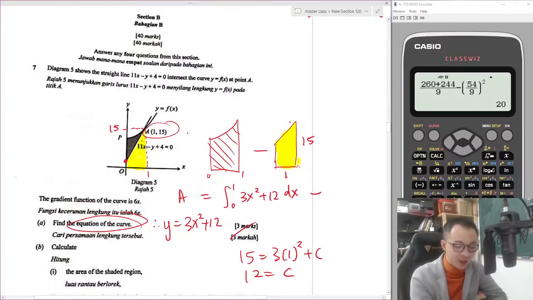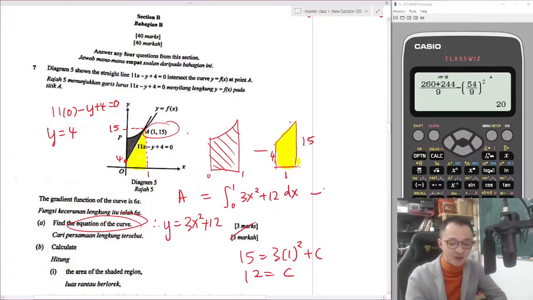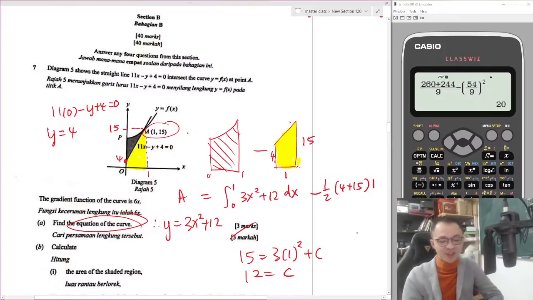So this one will be the y-intercept, right? Make x 0. So 11 times 0 minus y plus 4 equals 0, y equals 4. So this one is basically 4, and the height here will be 4. Alright, so the trapezium is half (a plus b) multiplied by height. Then I just need to solve this, and I can easily get the area of the shaded region.